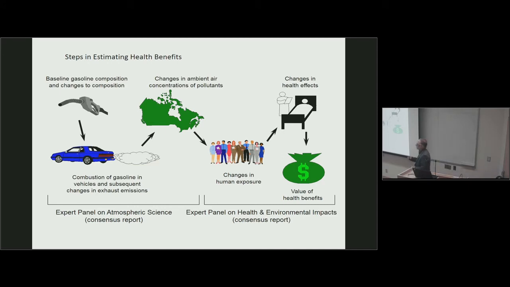And for instance, the value of a statistical life, one excess death avoided, is monetized at about $4 to $10 million. And that's why the mortality studies are usually the main drivers and the main areas of controversy in these benefits analyses. However, when we get down to very low levels, there's a huge amount of uncertainty in what the shape of the dose response curve looks like.